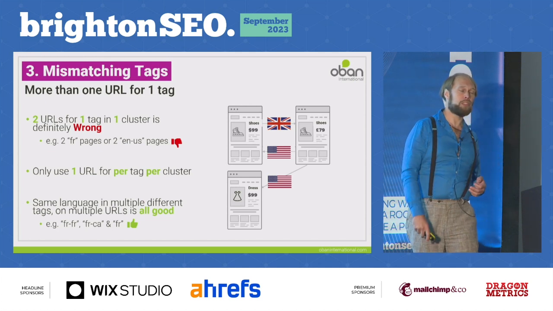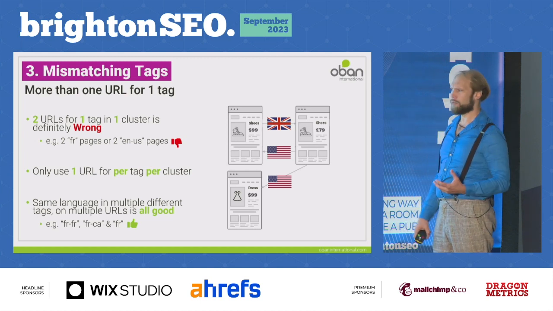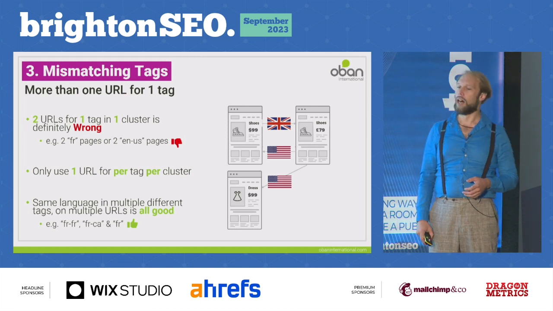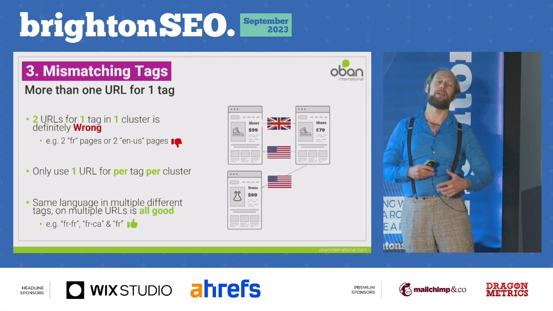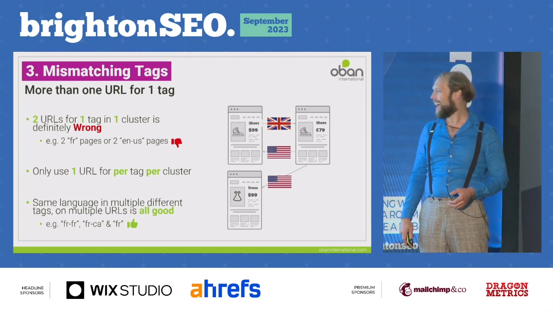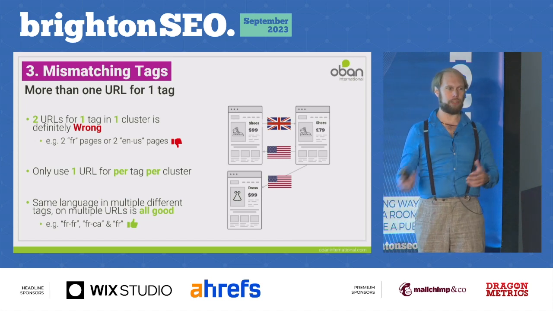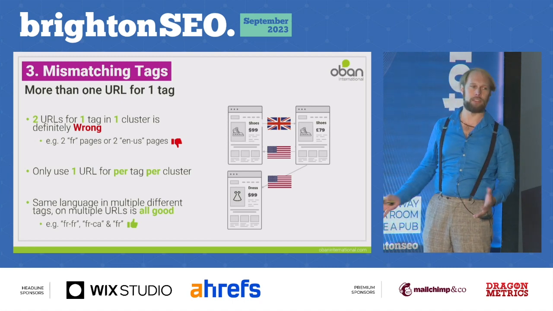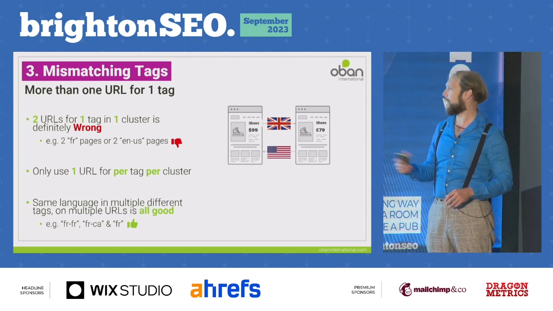Other problems we see with mismatching tags is where you have more than one URL for the same tag within a cluster. So, a problematic British page here again: that's the English-speaking US page, and so's that one as well. And Google's just going to be like, well, it's one or the other. You can't have both. What you can do is have different tags with the same language in. So you can be like, that's the French version, that's the French-Canadian version, that's the French-Belgian version. That's fine, that's good. We like that. But not the exact same tag.